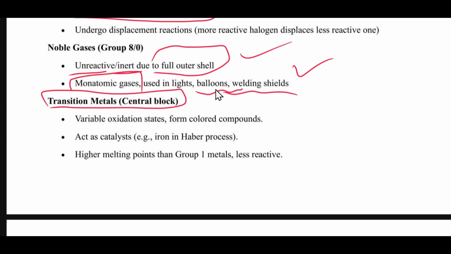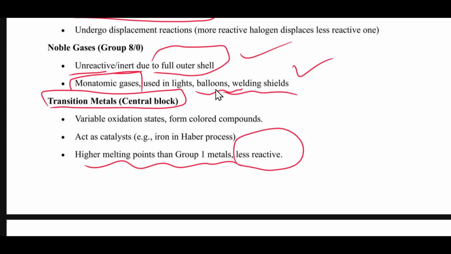Now let's come toward transition metals. So transition metals, if you compare them with the group 1 metals, they have more density. They are more dense. They have a high melting point compared to group 1. Okay, group 1 has the lowest melting point compared to all other metals. So they have higher melting points than group 1 metals, but they are less reactive. Why are they less reactive? Because their oxidation state is not 1, just like group 1. Okay, so transition metals are less reactive as compared to the group 1 metals, but they have high melting points.